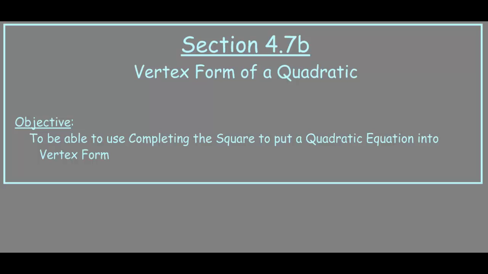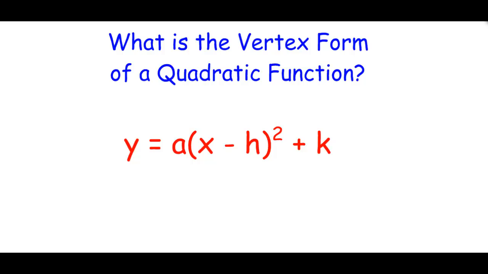Today we're going to look at section 4.7b, vertex form of a quadratic. Our objective is to be able to use completing the square to put a quadratic equation into vertex form. So let's remind ourselves of what vertex form is. It's y equals a times the quantity x minus h, squared, plus k.